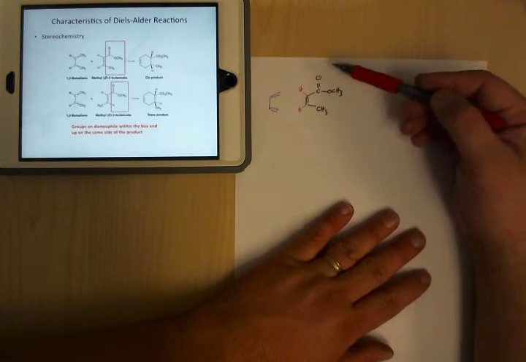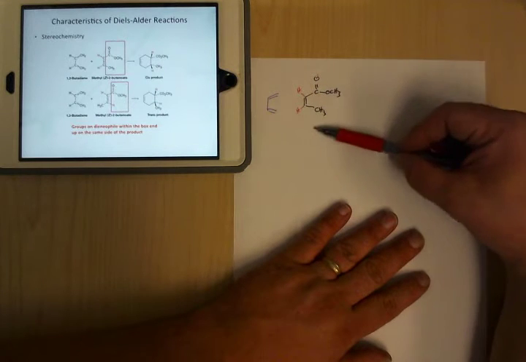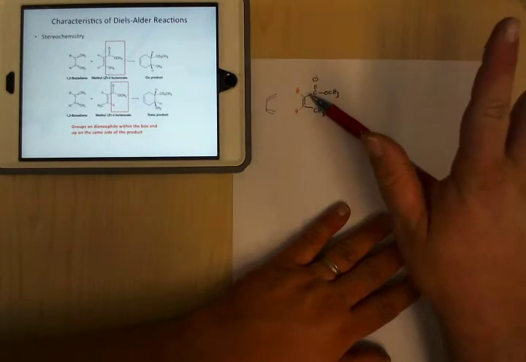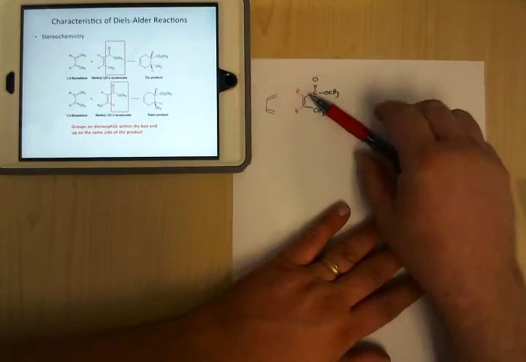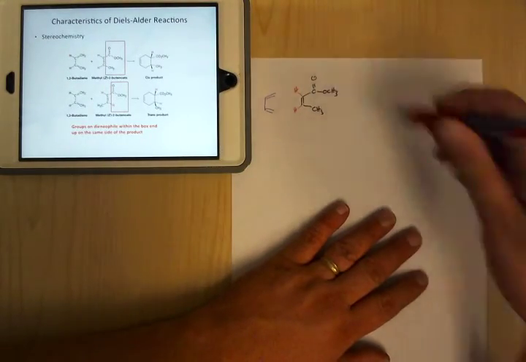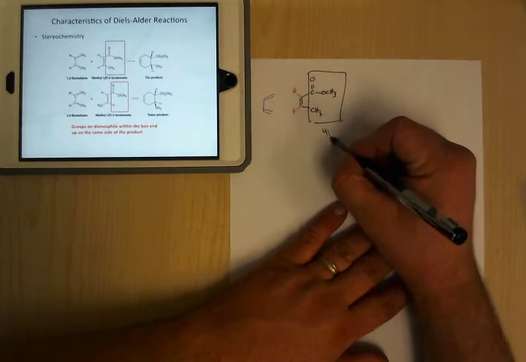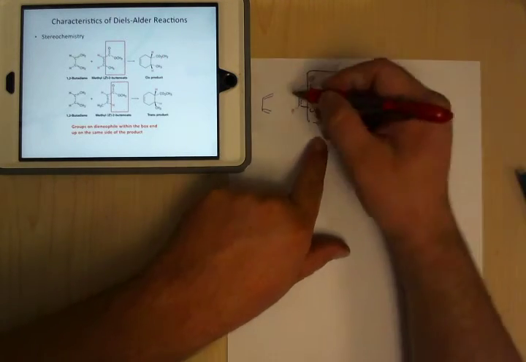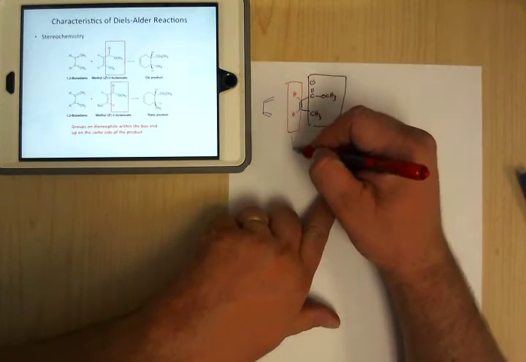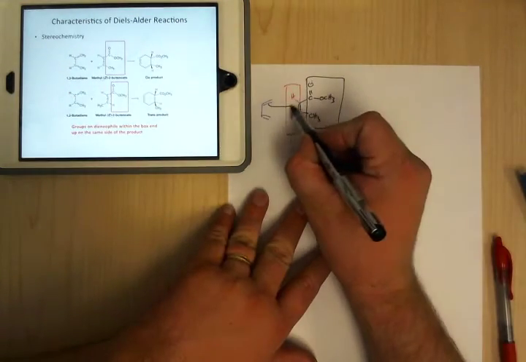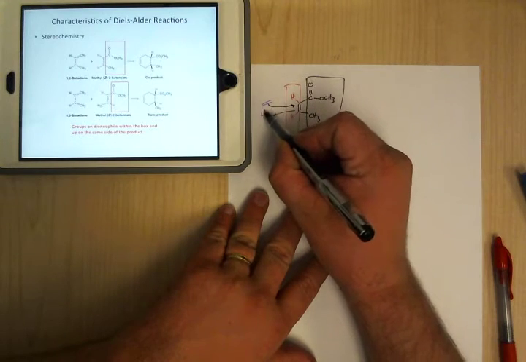It turns out that things that are on one side of the dienophile are going to go one way, either up or down. In this case, it doesn't matter. So the things on this side, we're going to say those are going to go up. If those go up, then these things go down when we make the new ring. So here we go, we're going to do our shifting.